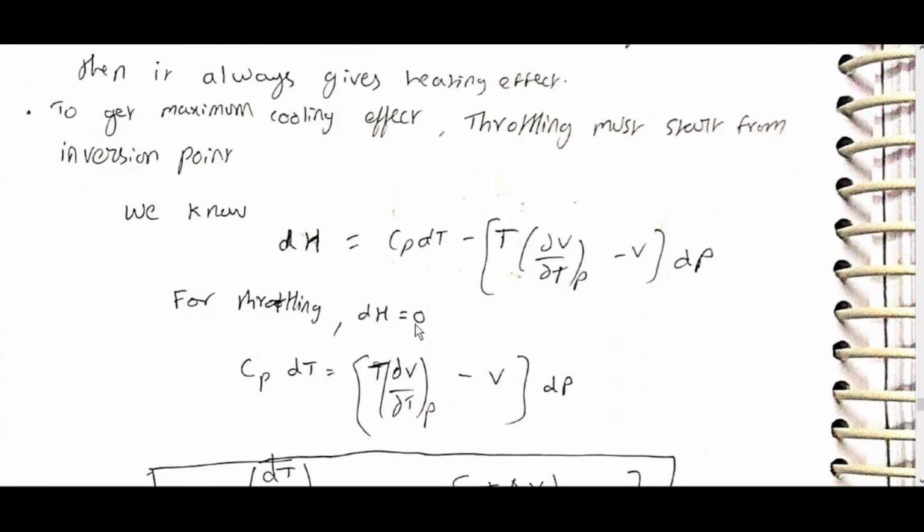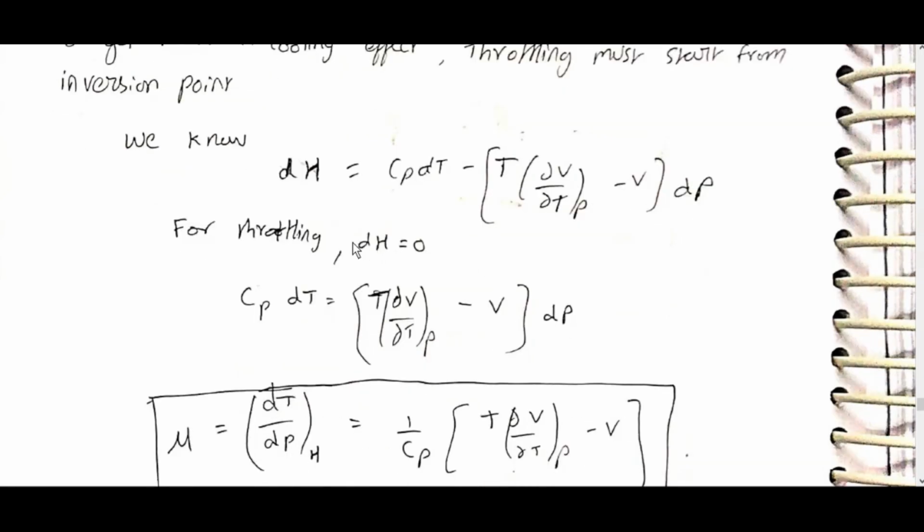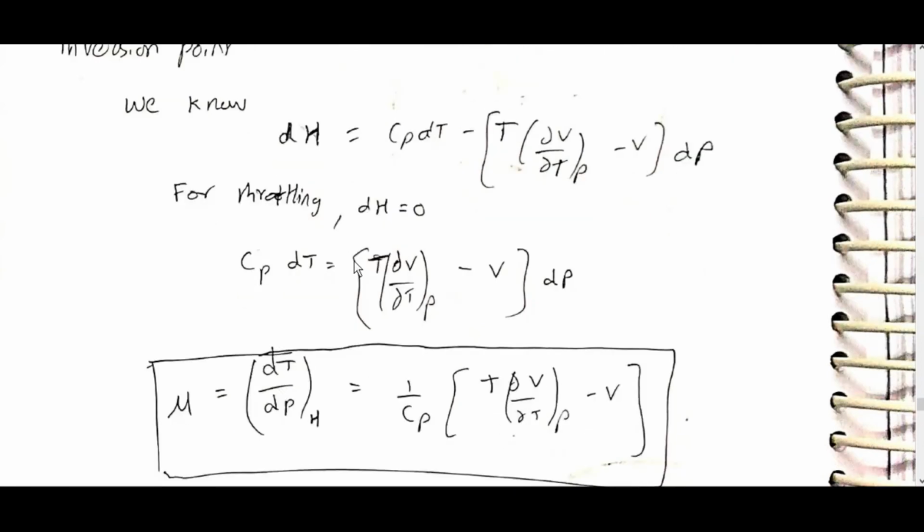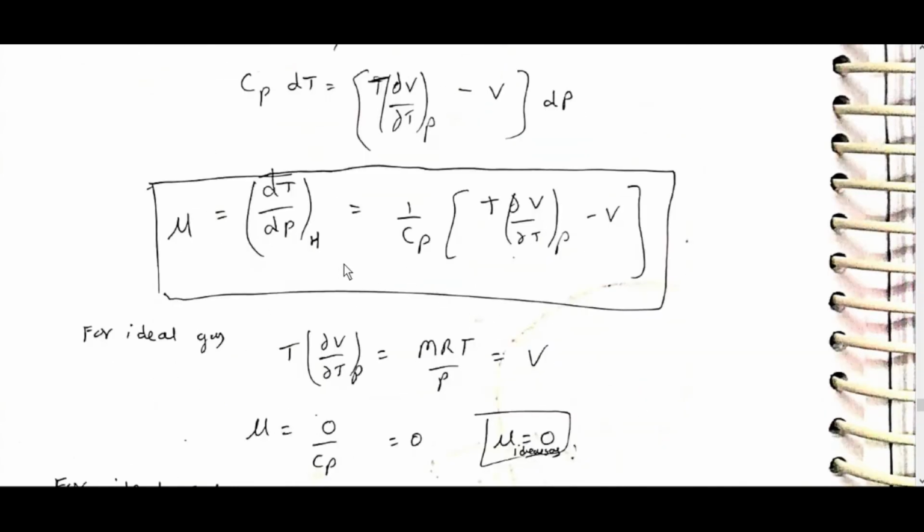dH is equal to Cp dT minus T dou V by dou T at constant pressure minus V into dP. For throttling, dH is equal to 0. So Cp dT is equal to T dou V by dou T at constant pressure minus V into dP. Mu is equal to dT by dP is equal to 1 by Cp into T dou V by dou T at constant pressure minus V.